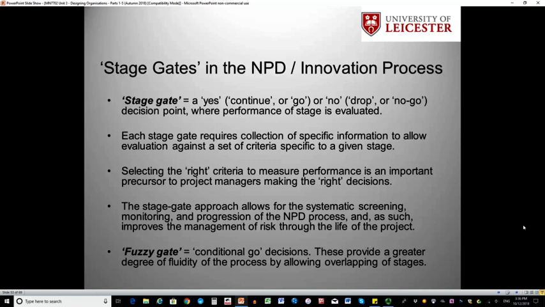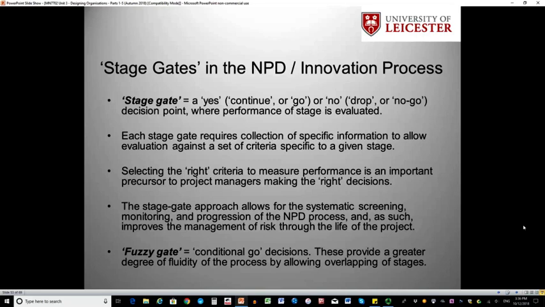And it's all therefore about improving the management of risk through the life of the project, and ensuring that resource isn't wasted by proceeding to the next stage when the idea is not really worth pursuing, or the innovation or the idea is not ready to proceed. So the stage gate model is a useful overlay onto the stage. The stage gates are a useful overlay onto the different stages of the stage model that we saw earlier.